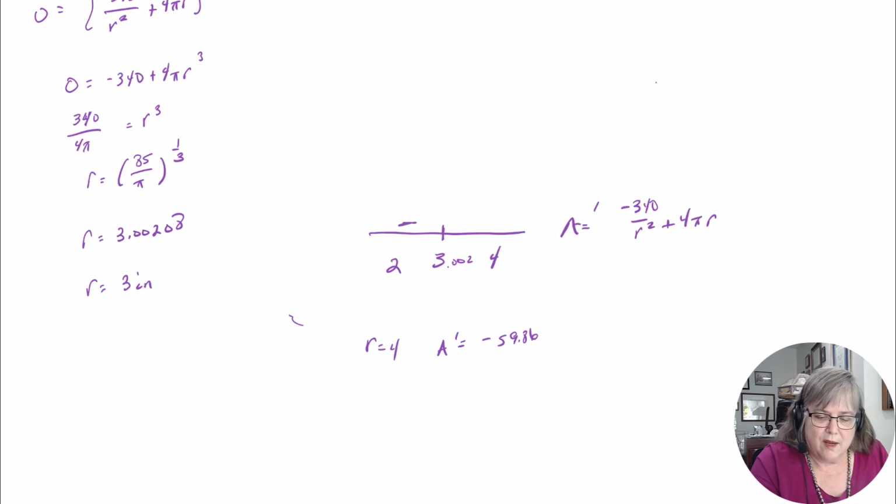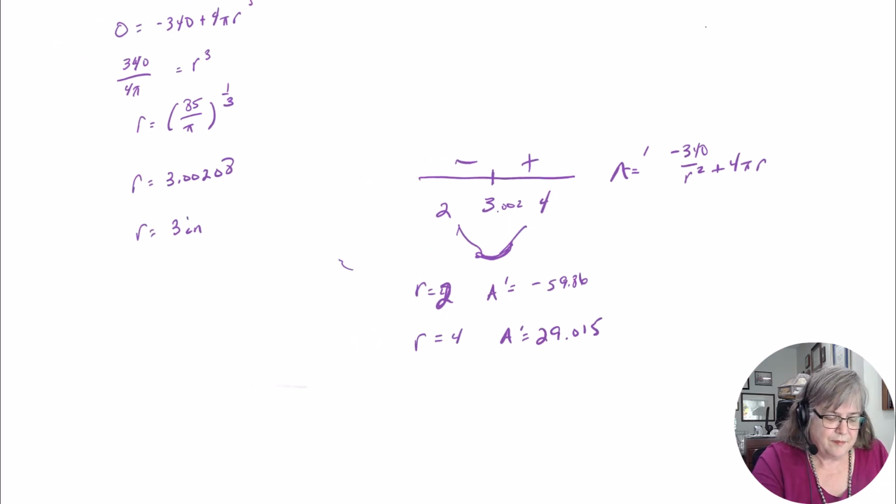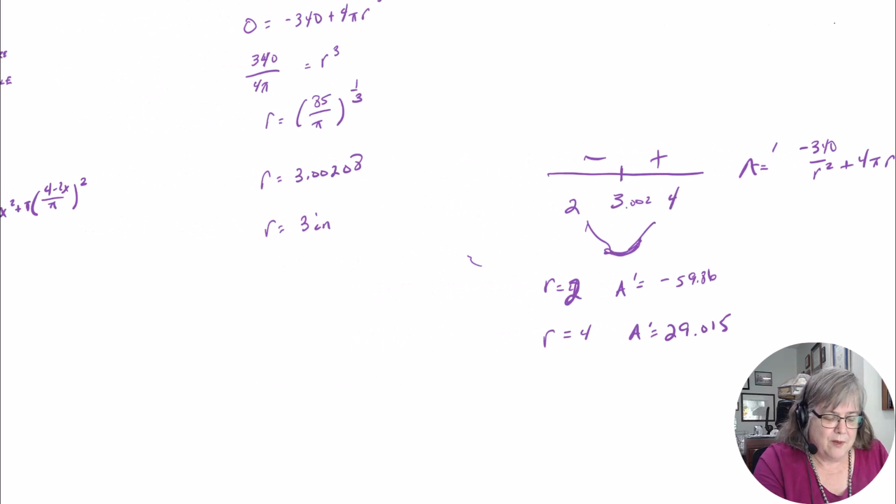And if r is 4, then a prime turns out to be 29.015. So it goes from negative to positive, and this would be decreasing, this would be increasing. So see your little minimum right here. All right, so that's another way to look at it.